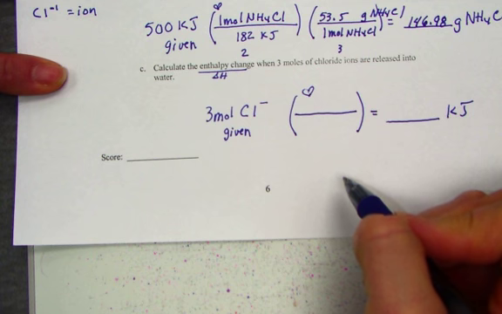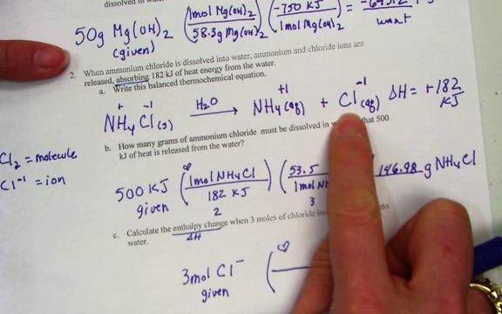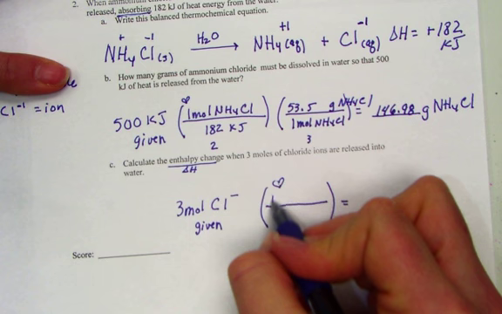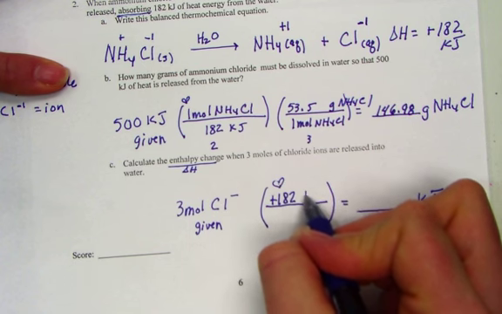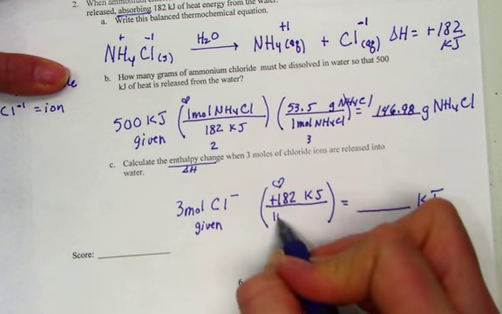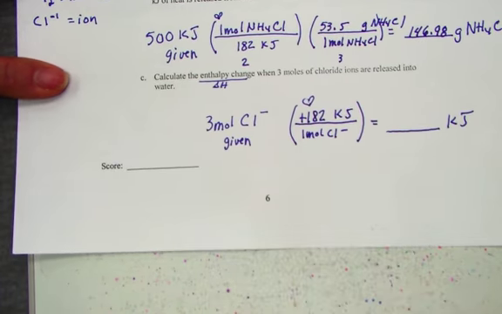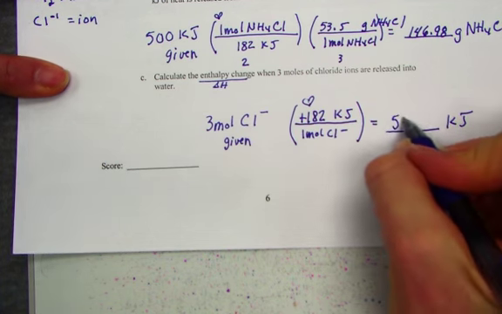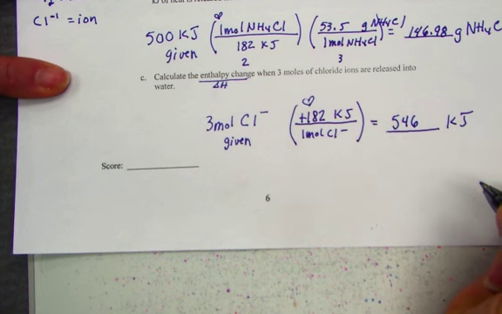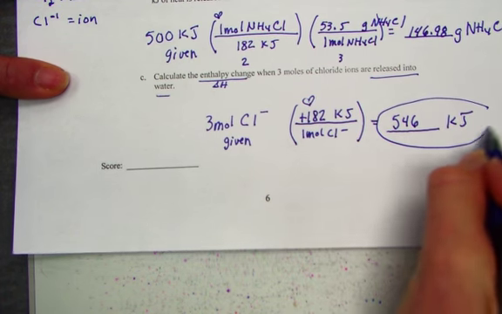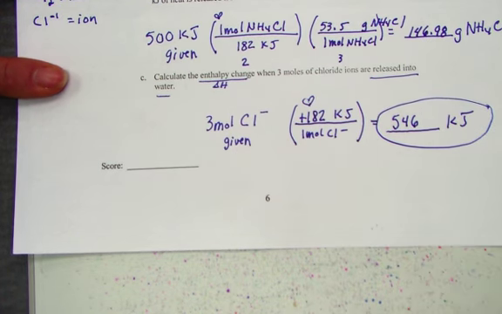We want to know kJs given the number of moles. Now the chloride ion, Cl negative, is being compared to the number of kilojoules of heat. We want to know the kilojoules, positive 182 kJs on the top for every 1 mole of chloride ions that was released. 3 times our enthalpy value of 182 gives us 546 kilojoules of heat that's being released into the water. 546 kJs, our answer.